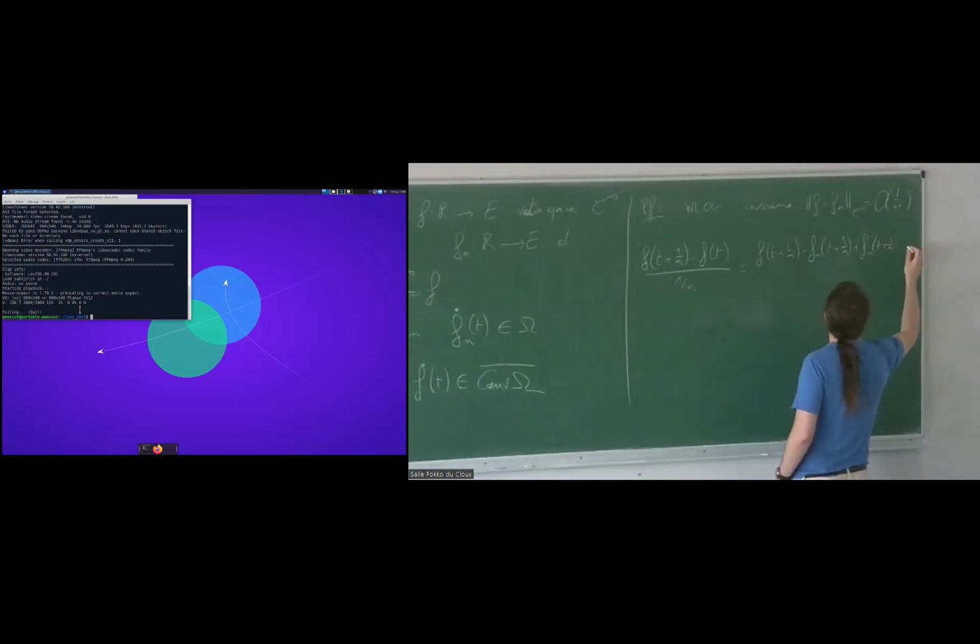The board is not light enough. Yeah, maybe I should do this computation on a whiteboard.